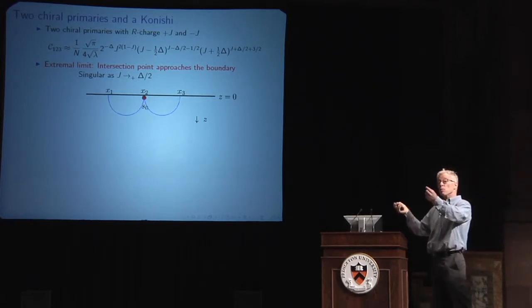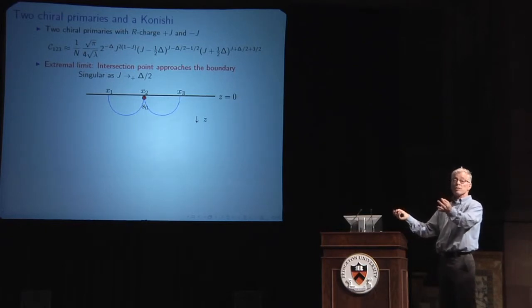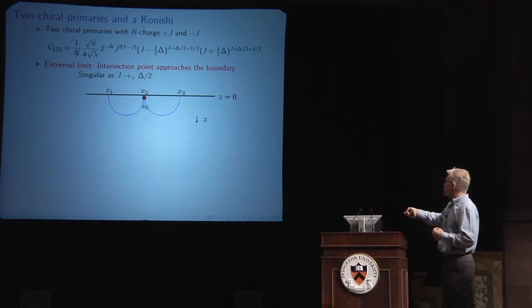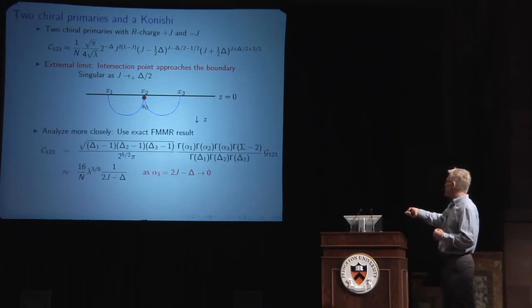Okay, so this is actually the extremal point. This is where the sum of the dimensions of two of the operators equals the dimension of the third. And in terms of our saddle point, what's happening is the saddle point is moving up to the boundary, and we're getting a singularity. So to better analyze that, let's go back to the FMMR result.